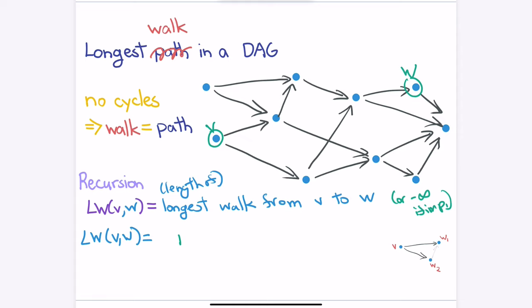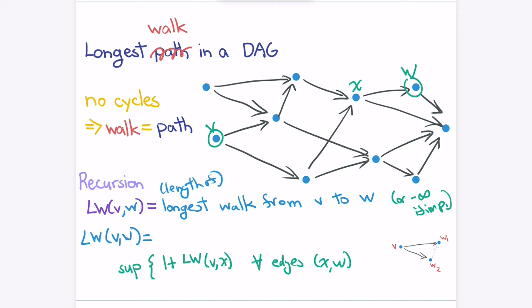Okay, so something like, maybe I'll write supremum in case there's the negative infinity stuff, which is the same as max essentially. So you're saying 1 plus longest walk from V to, I don't know, X for all, I guess, edges of the form XW. So this might be an example of X. Okay. That would be okay.